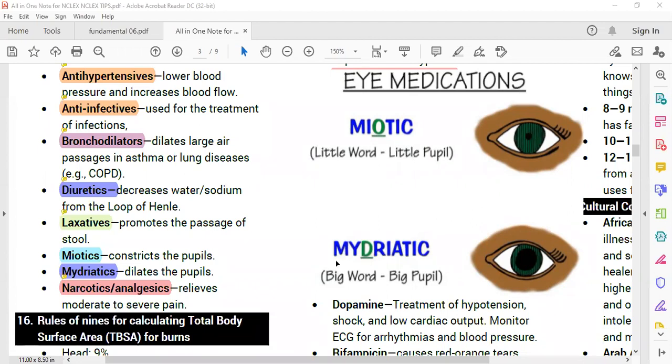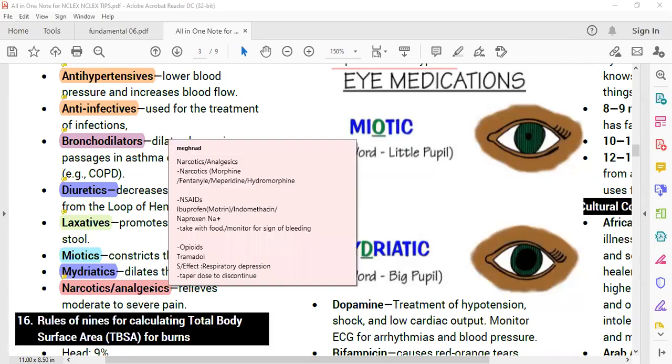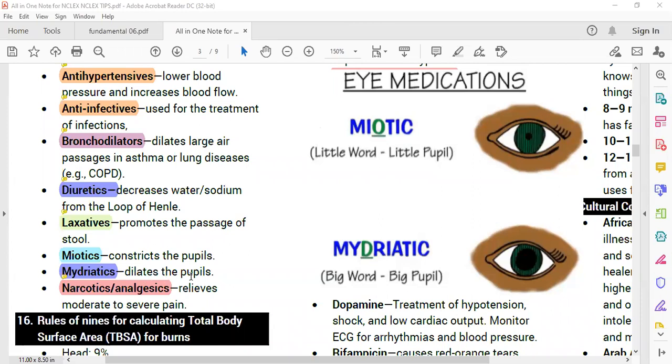Mydriatics. M-Y-D. D stands for dilatation of the pupil. Mydriatics. This is the dilated pupil. Big word in relation to the miotics. Mydriatics, big pupil, right? Dilatation of the pupil. The key word we must know about this.